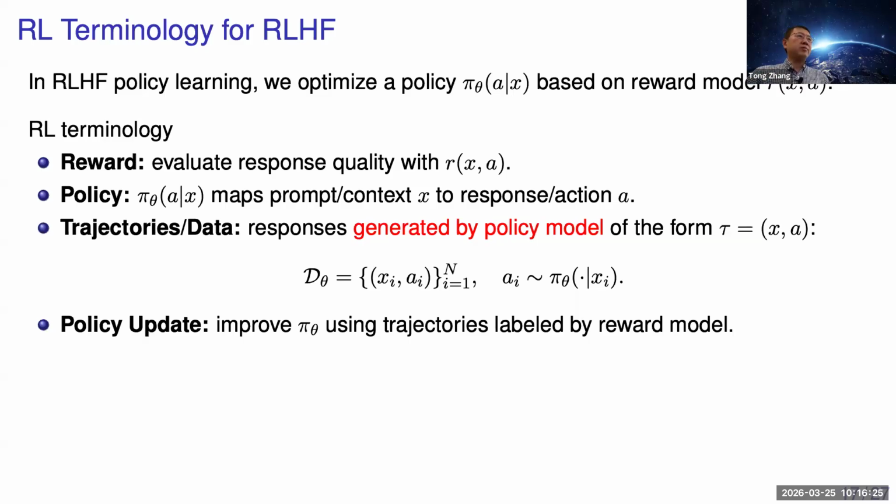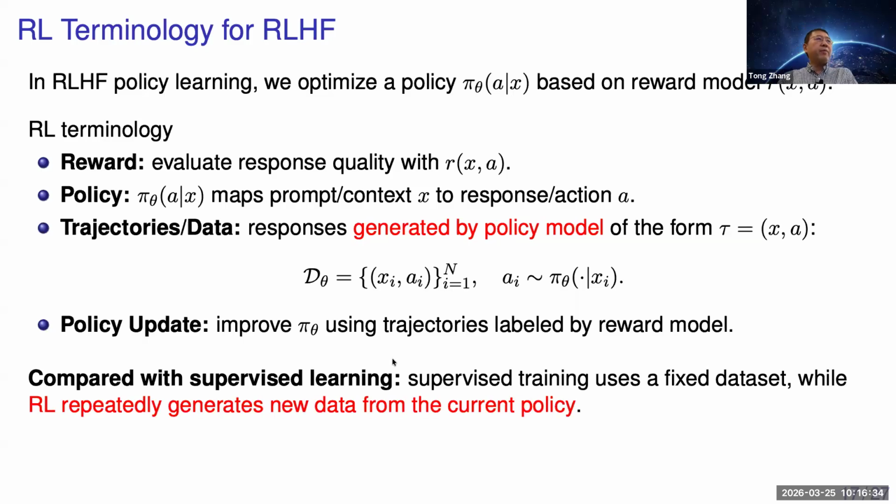Again, these are our terminology, and essentially you want to update the policy. Compared with supervised learning, the key is that supervised learning uses a fixed data set. We never change the data set, X, Y; they're fixed. RL repeatedly generates new data from the current policy. That's the key differentiation. Conceptually, any questions so far?